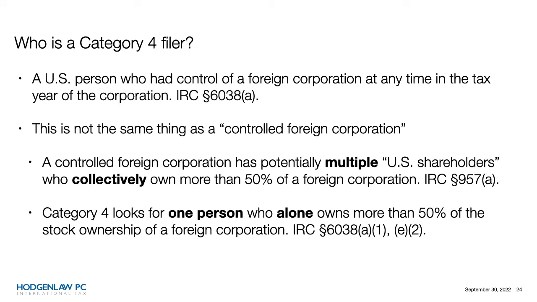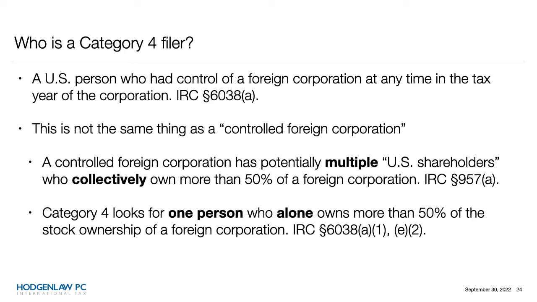What Category 4 is looking for is a person, a single taxpayer, who all alone owns more than 50% of the stock ownership of a foreign corporation. Now, you can look at this and you can say, well, duh, that obviously is going to make that person a U.S. shareholder, because that one person is going to own more than 10% of the stock of the foreign corporation. And duh, it's obviously a controlled foreign corporation.